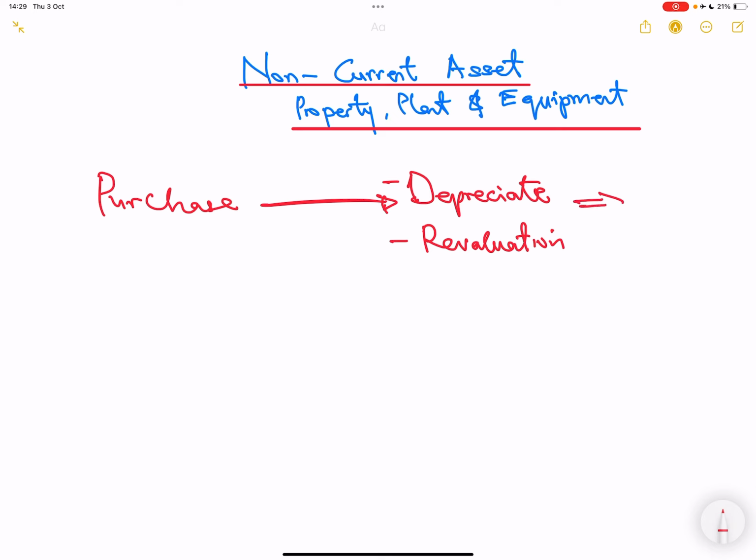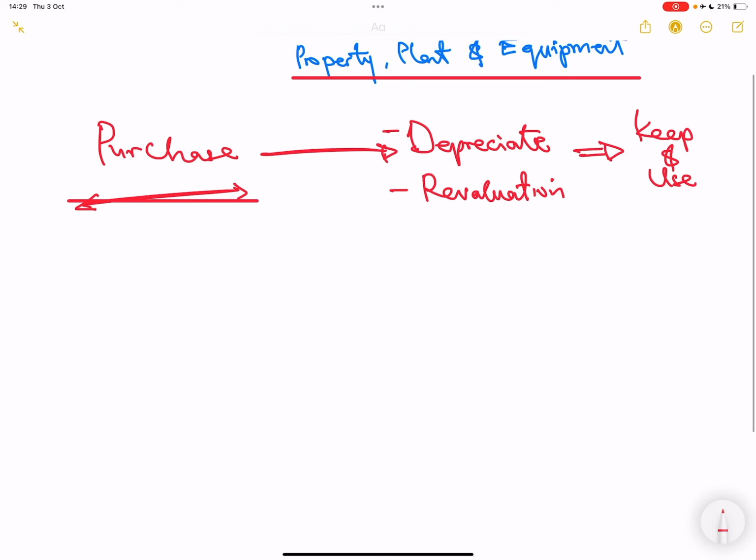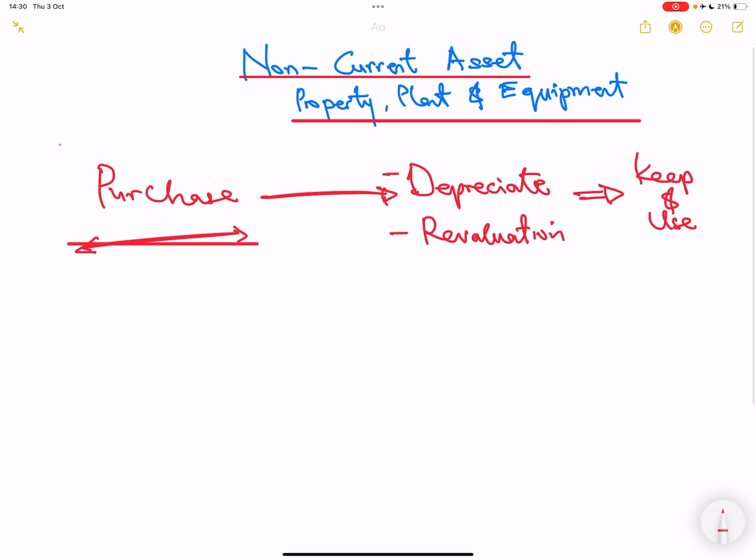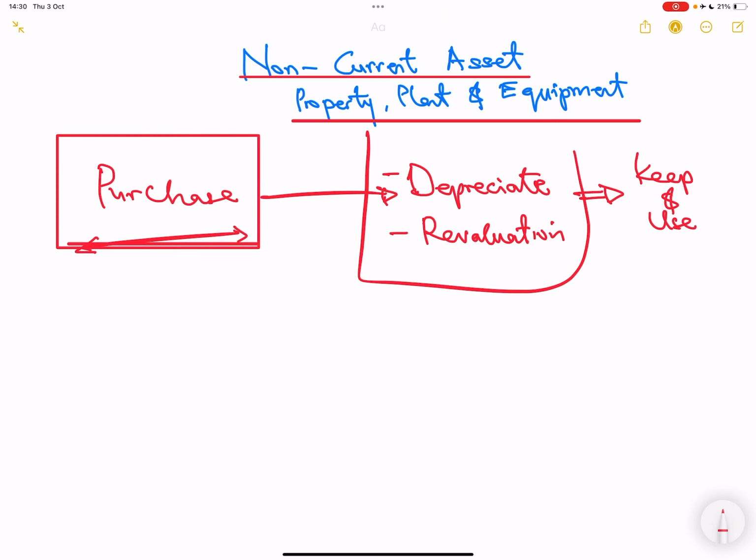And once all of that is going on, you also need to keep the assets and use it. So I'm going to look at it in these 3 dimensions. The purchase part. Remember what I said. You need to still understand and leverage on your understanding of the purchase cycle. But there are a few things that are unique to PPE, and that is what I'm going to cover on each of these processes that I've drawn here.